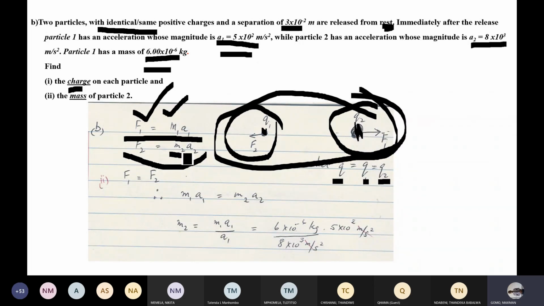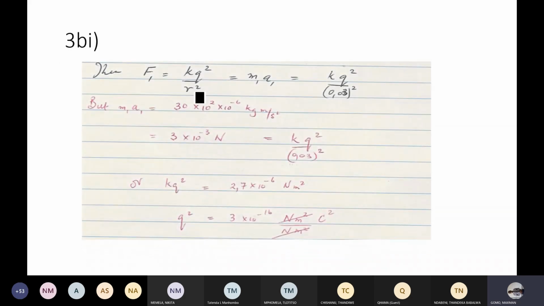By substituting, you have got the value of A2. You also put the value of A2, then you see that M2 will become your unknown there. Then you solve for M2. This is how you get your M2. After getting M2, you can now find the value of Q. So in other words, in this question, you need to find the mass first for you to be able to then find Q. So how do you find Q? You just come and substitute.